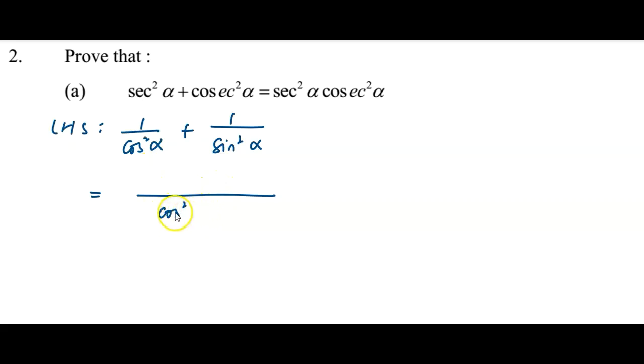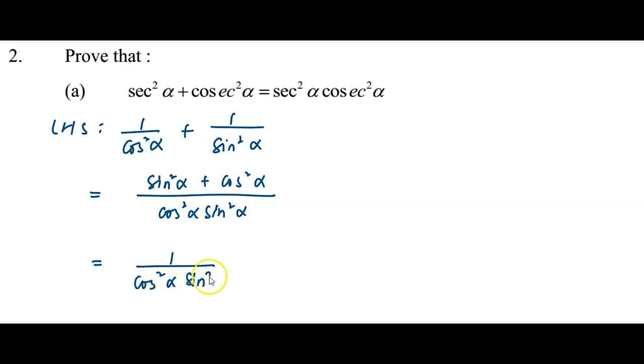I got cos square alpha multiplied by sine square alpha at the denominator, and in the numerator I got sine square alpha plus cos square alpha. Taking the 1 multiplied by sine square, you have this. Taking this 1 multiplied by cos square alpha, you have cos square alpha. And having the first identity, we know that sine square alpha plus cos square alpha equals 1. So we have 1 over cos square alpha sine square alpha.